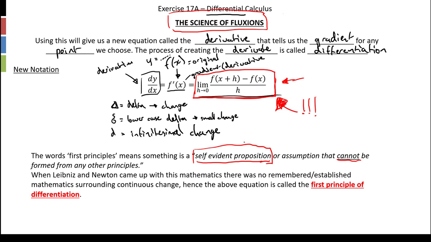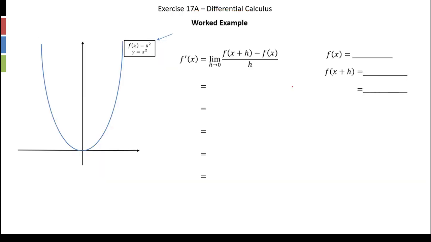Now, there's a whole bunch of other ways we can do differentiation, the process of coming up with the derivative. There are rules and shortcuts and a whole bunch of things, but this one is called the first principles method. Let's do an example. Let's tie this all together with a final example.